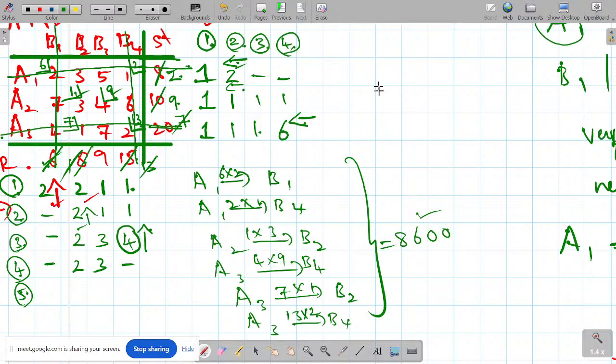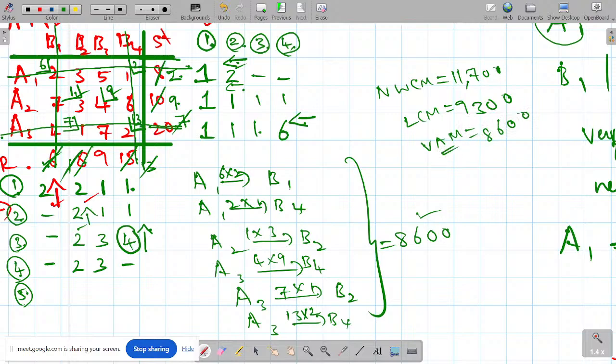See, can you find it? Northwest corner rule method, we got 11,700. Okay. In the case of LCM method, we got 9,300, and in the case of Vogel's method, we got now 8,600. See, that's why we named this as approximation method. Among the three values, definitely not only for this problem, for all problems, VAM method will give the minimum value because we are applying more of logic, right? That's why we say this is closely related to optimality.